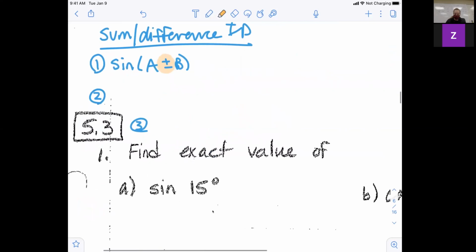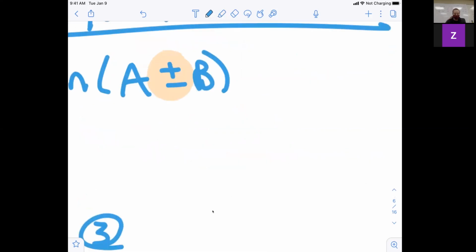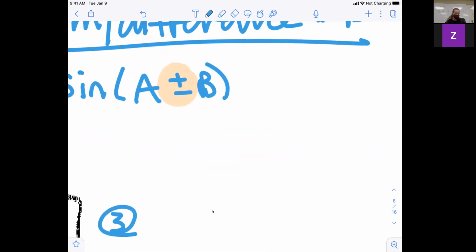Just look at the directions. It says find the exact value, which hints to me that it's a no calculator, and it means that we're going to use our unit circle. Now, if I said get out your unit circle and solve for sine of 15, you'd look at your unit circle, you'd be like, I don't see 15 on my unit circle. However, I'm going to argue that we can find 15 by adding or subtracting two angles together to get 15.